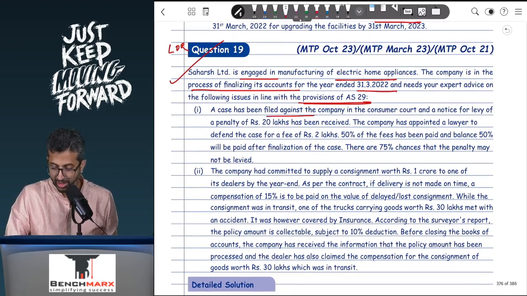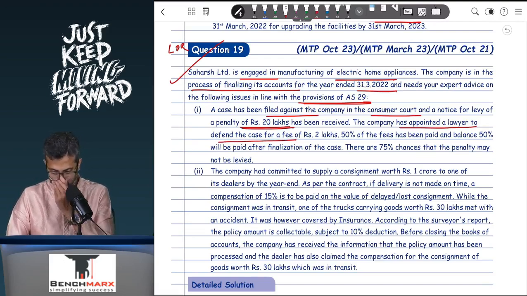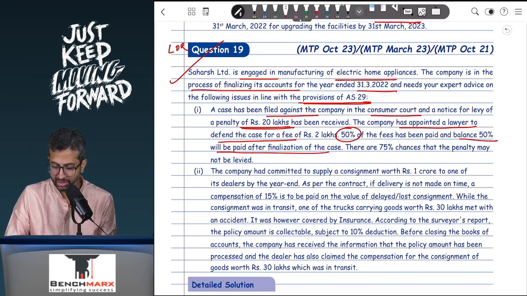A case has been filed against the company in the consumer court and notice for levy of 20 lakhs penalty has been received. The company has appointed a lawyer to defend the case for a fee of 2 lakhs. 50% of it has been paid and the balance 50% after finalization of the case. Again, 75% chances that the penalty may be levied. Even over here, the institute has said that for the penalty, you will just give a disclosure. But for the legal fees, you will create an expense with the corresponding provision for 50% of 2 lakhs.